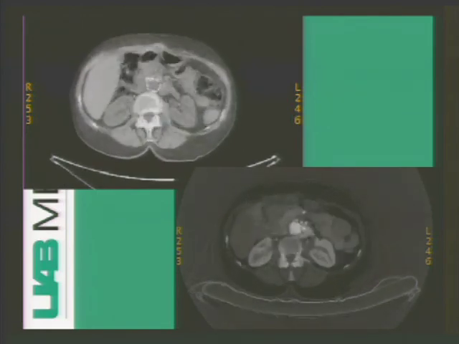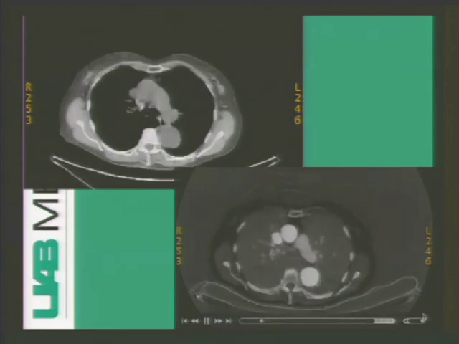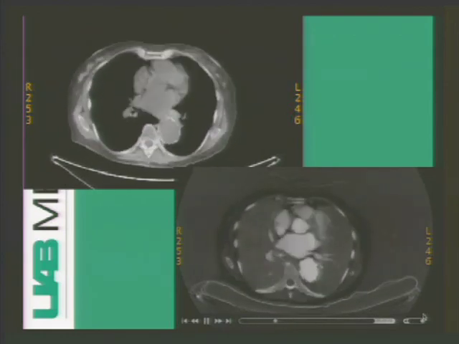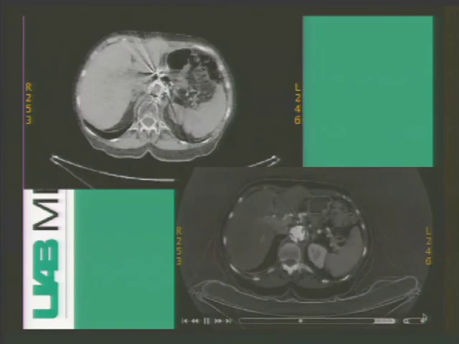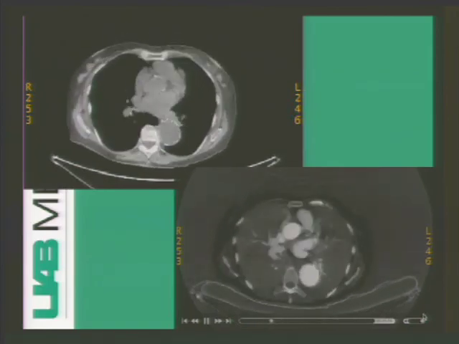Here was an exam that we did, and on the top you can see the virtual unenhanced series. This was given with contrast, but the iodine was subtracted, and then you can see the iodine map showing good opacification of the stent graft and the descending thoracic aorta.